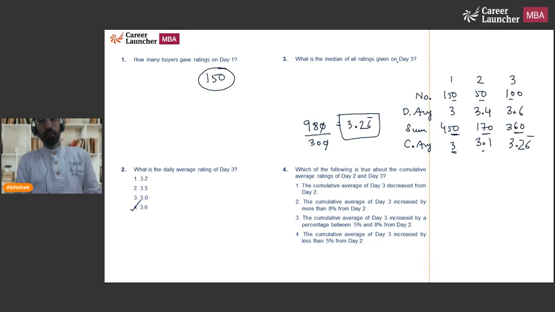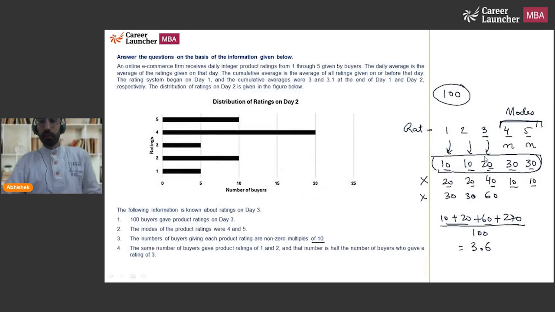Median of all ratings given on day 3. Median is the middle value. Median of all ratings would be the average of the 49th and the 50th. They'll both be 4, no?